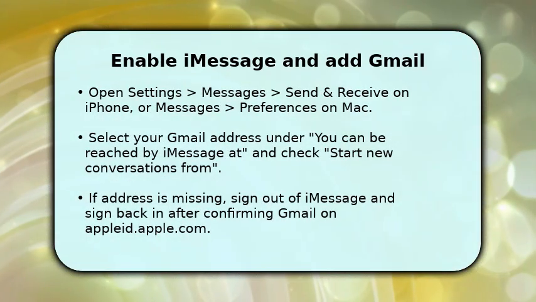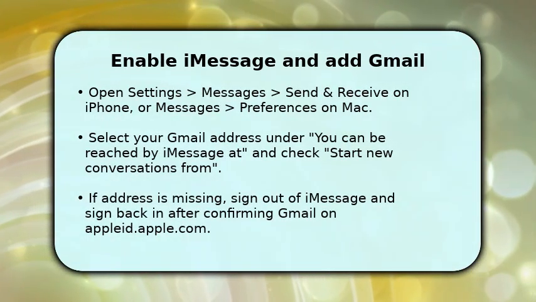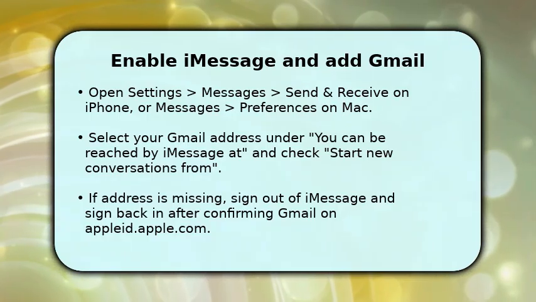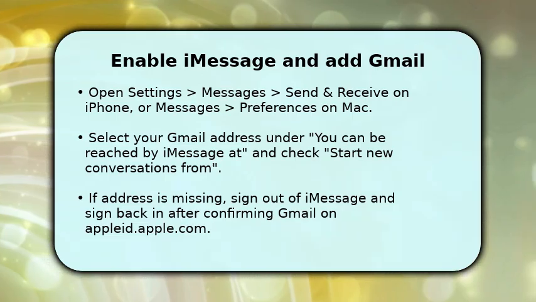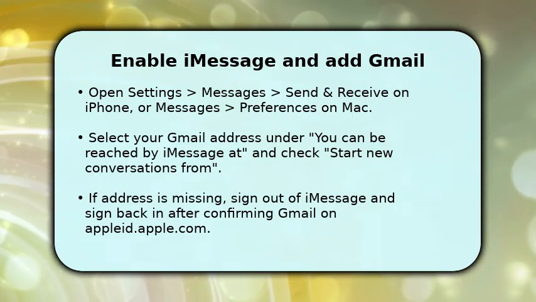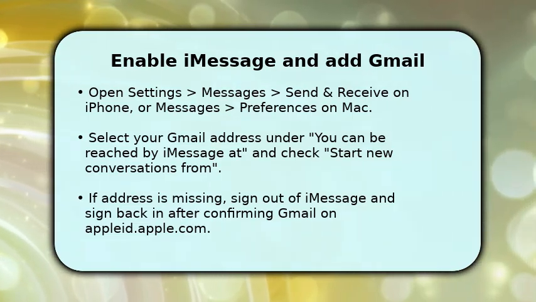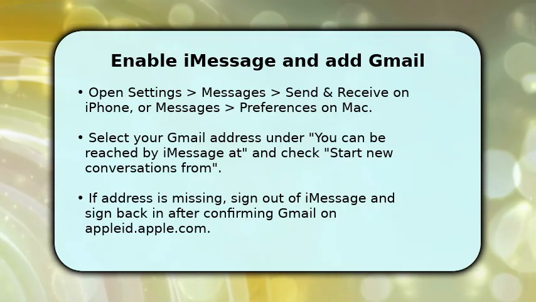Next, enable that newly verified Gmail address inside iMessage itself. On iPhone, go to Settings, Messages, Send and Receive. On Mac, open Messages, Preferences, iMessage. Look for your Gmail address and tick it so you can receive and start messages from it.